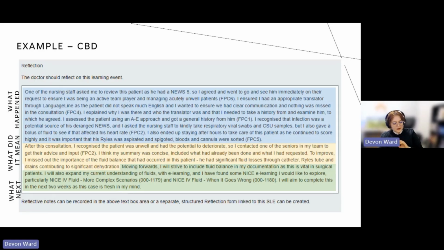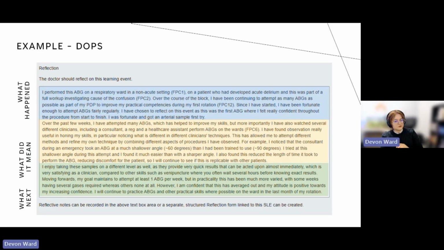And lastly, same thing I do for a DOPS as well. I think a lot of people skip the reflective bit on a DOPS and make it really short, but the same thing applies, it's still a reflection. And so again, what happened at the top? What did it mean? What next? This one here, doing an ABG.